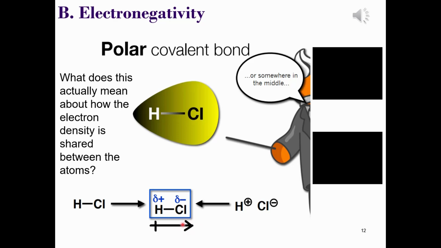Now, is there a way of predicting how polar covalent bonds are? Yes, there is. And on the next slide, we're going to use the differences in electronegativity to actually ascertain this information.